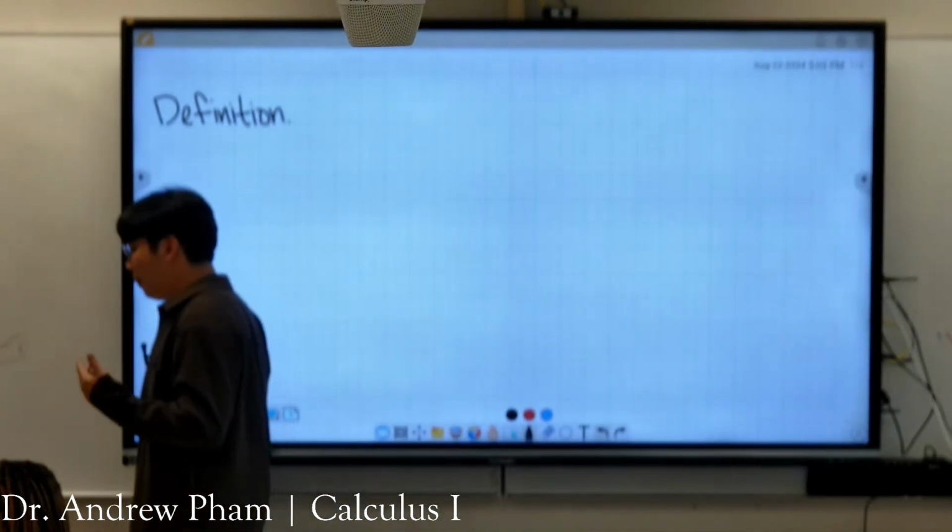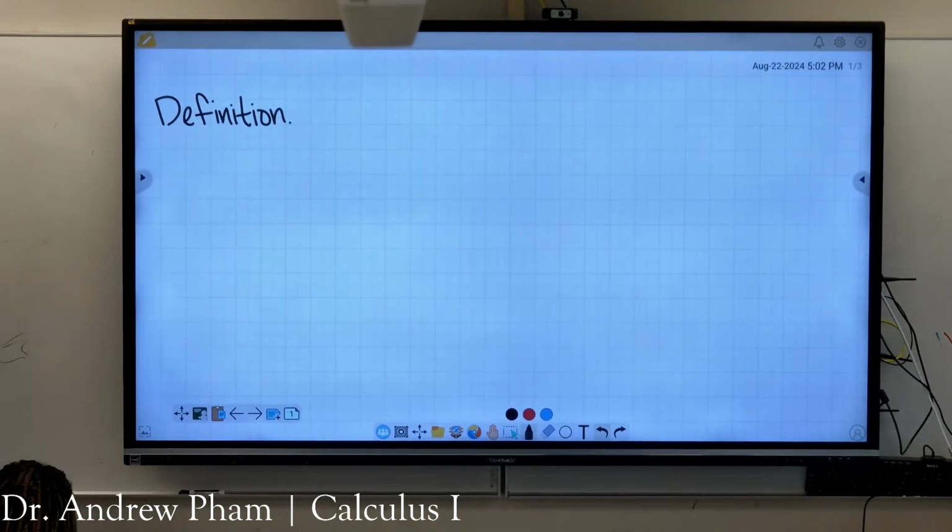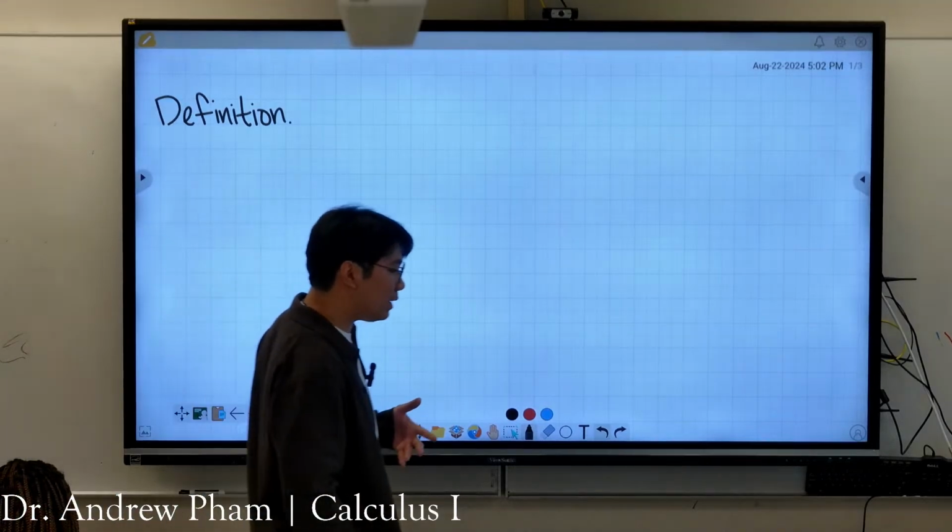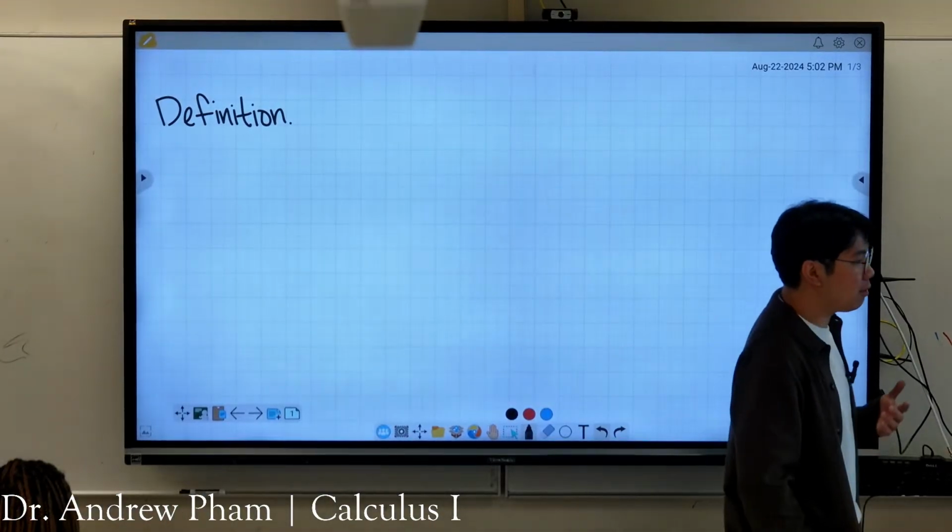Other things we've done in the past couple of days, again, are how do you find a limit if I give you the graph, and how do you find the limit if I give you the equation or the function expression.